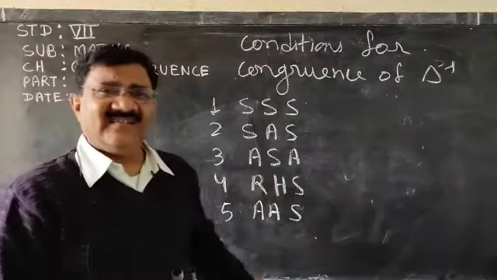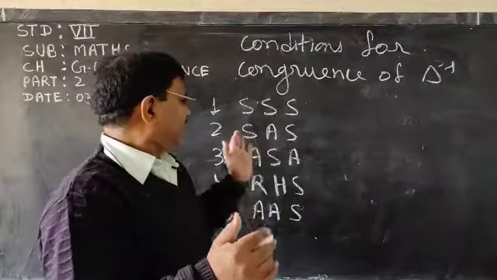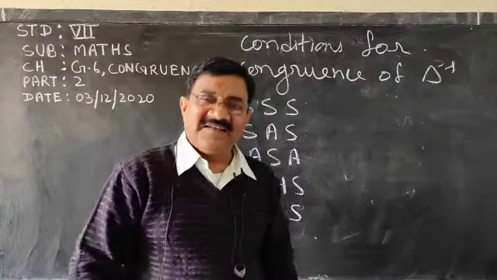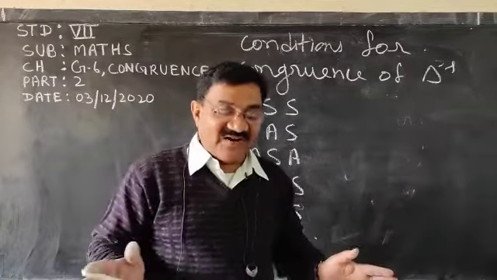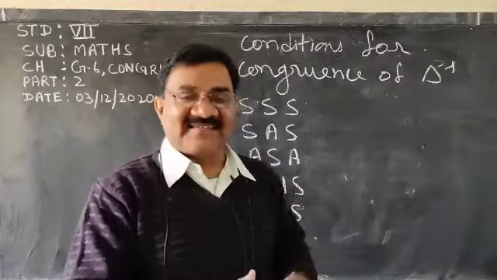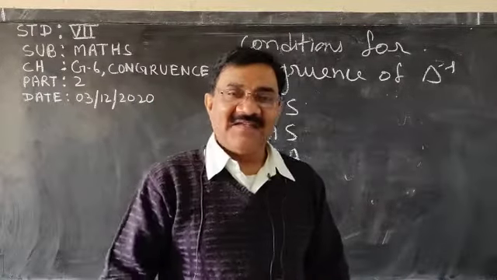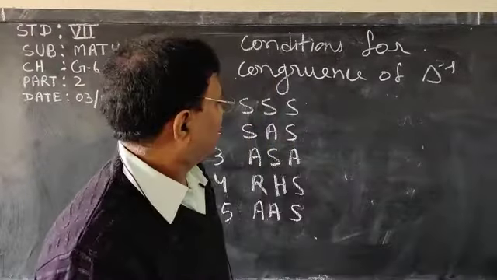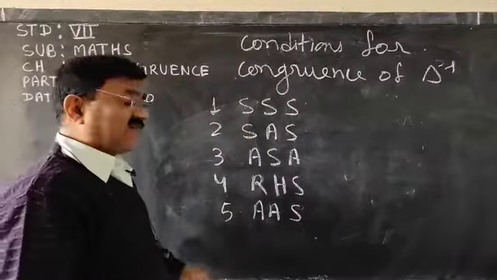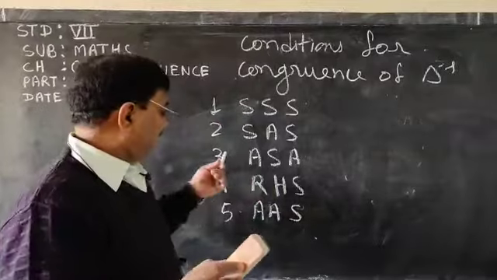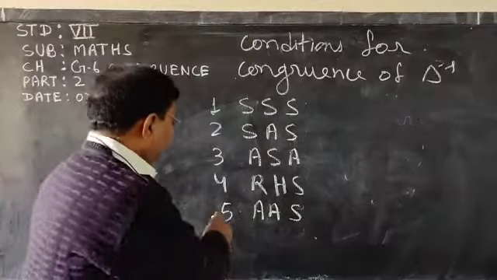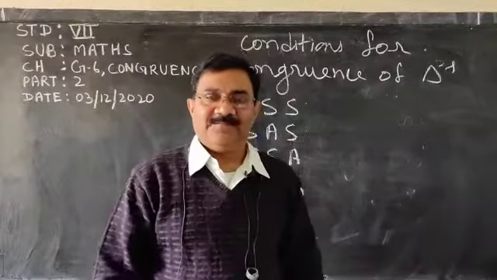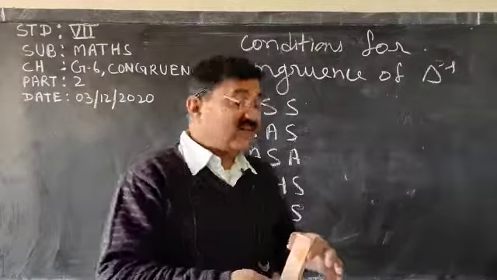What things has sir written? SSS, SAS, ASA, RHS, AAS. Dear children, nothing to worry about. Let us discuss in detail, then I am sure you will be able to understand. These are the conditions, meaning 5 conditions. 4 are given in your book. This 5th one is not given in your book, but I am teaching it here. Now let us discuss the conditions.